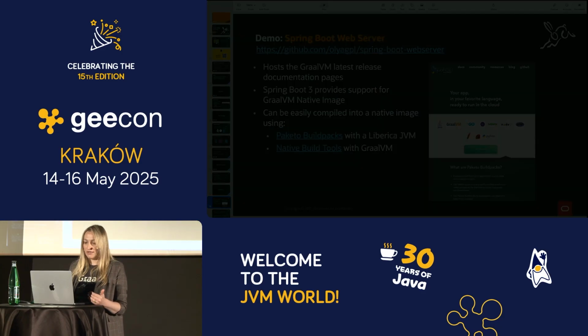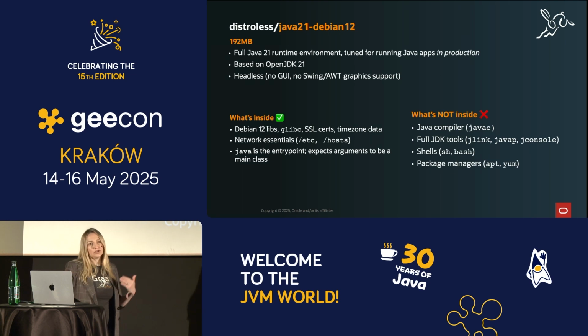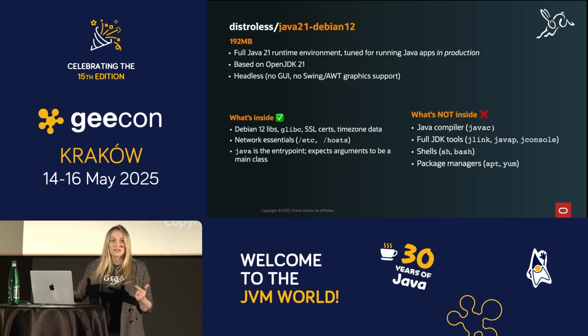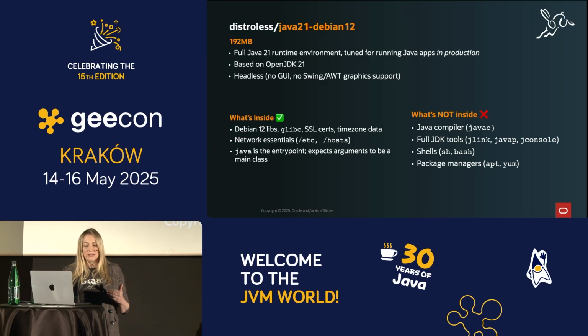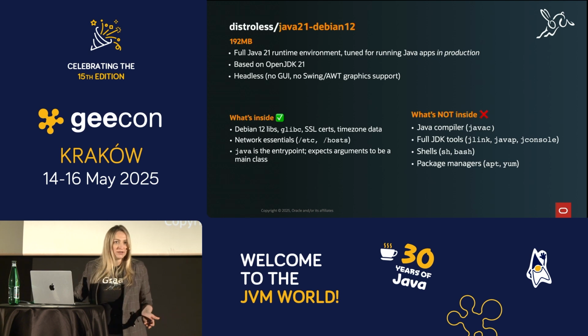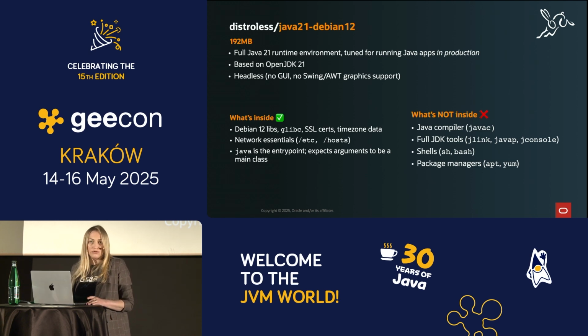Let me go to the slides, where I have the summary of this image. So it's not a full JVM. It's just a runtime environment for Java 21 in my version. And it's also headless. There is no graphical user support. But there are core Debian libraries, glibc, the native libraries, SSL certificates, time zone, network essentials. Java is the entry point, so it's sufficient to run a Java application from a jar. There is no Java compiler and no tools like jlink or jconsole, no shells, no package managers. You cannot install anything there. But it's still sufficient, right? And we move towards efficiency. Let's move on.